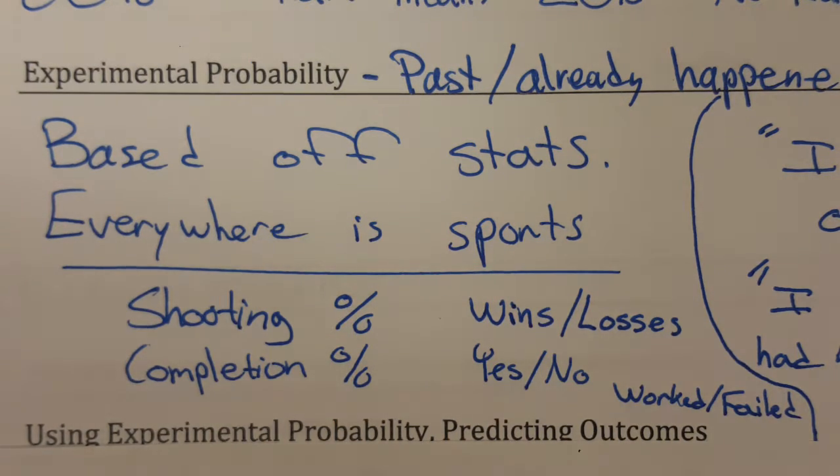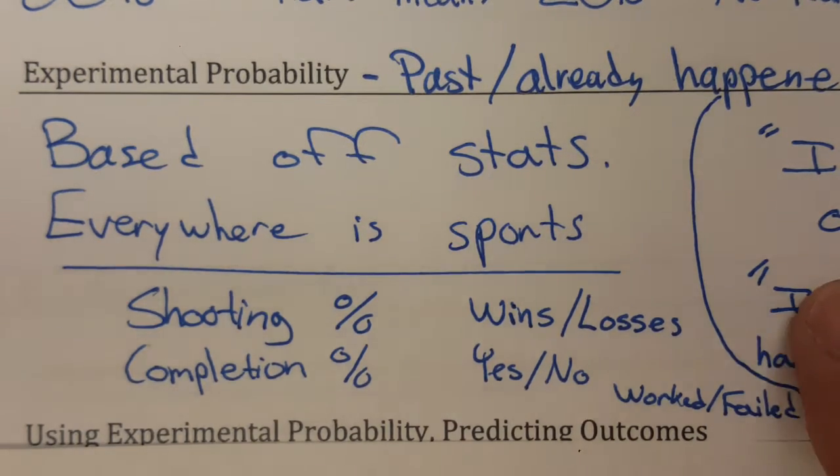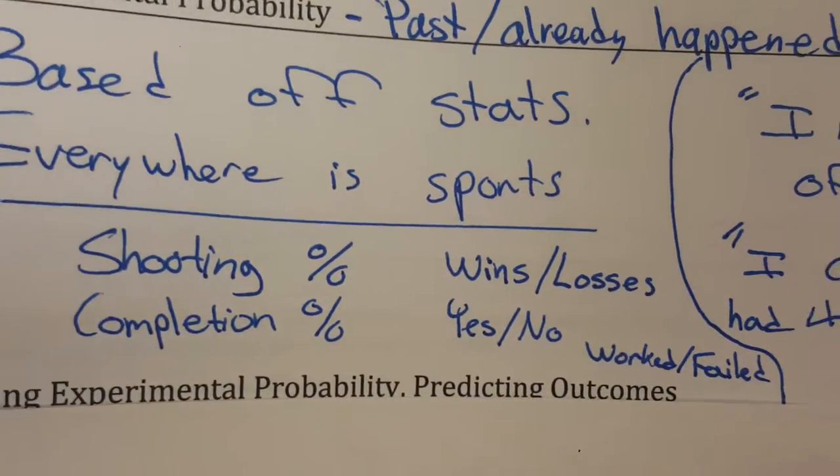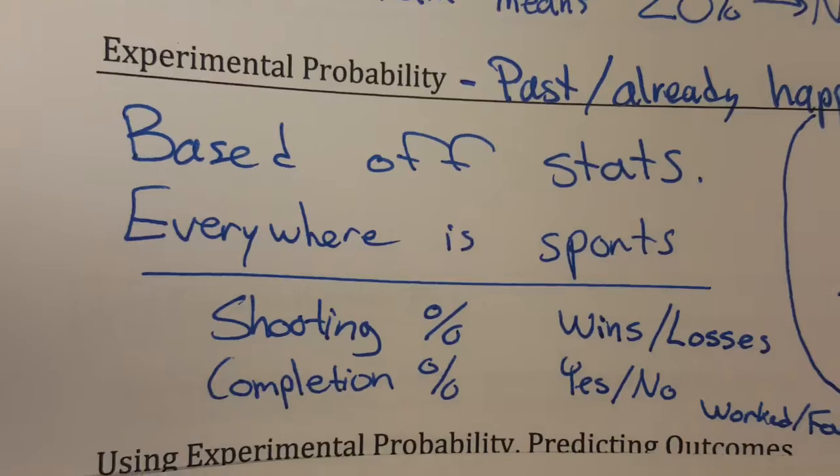It also has to do with quality control. How many things did you build? How many of them were functional? How many of them were not functional? How many things broke? How many light bulbs in a light bulb factory do not turn on when you get them off the assembly line? Stuff like that. So quality control has to do with experimental probability.